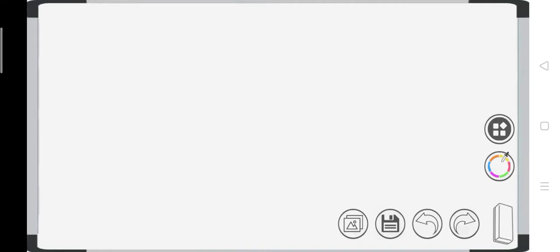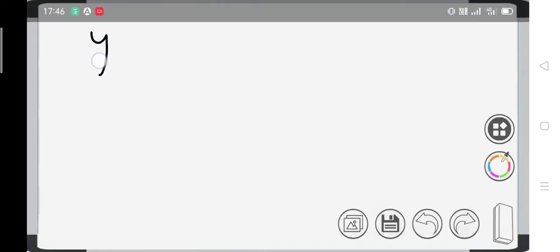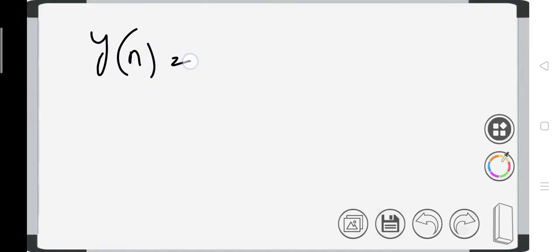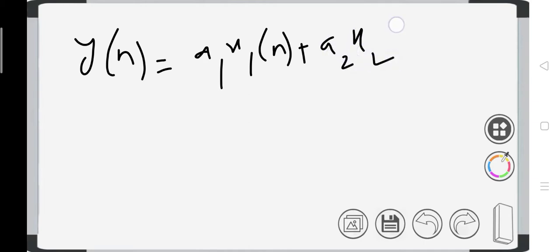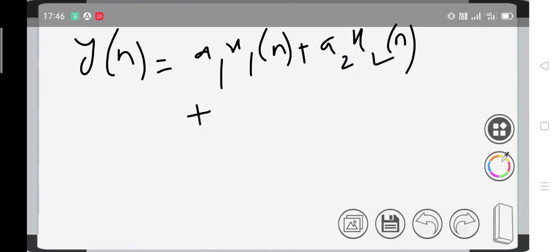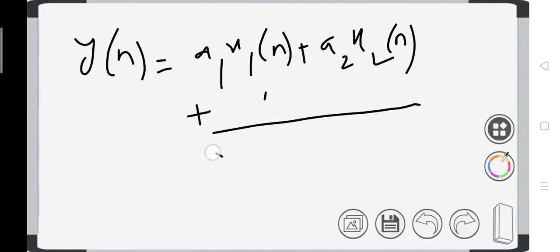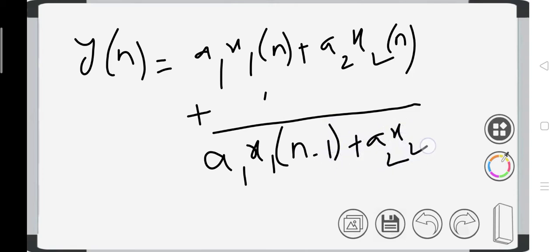So the equation is given as y of n is equal to x of n plus 1 by x of n minus 1. So y of n is equal to a1 into x1 of n plus a2 into x2 of n, plus 1 by a1 into x1 of n minus 1 plus a2 into x2 of n minus 1.